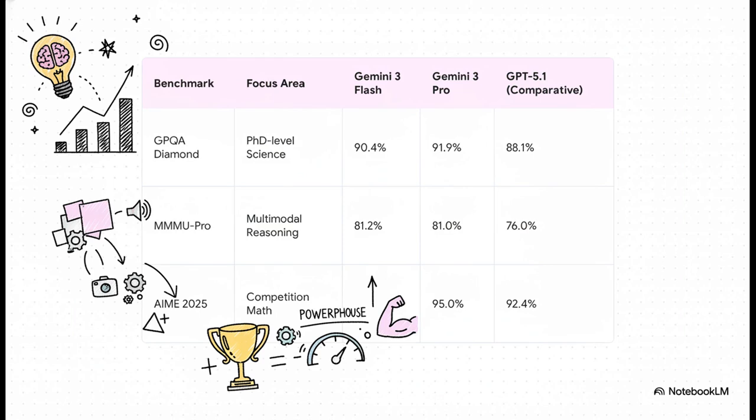Look at this. On PhD-level science questions, Flash is nipping at the heels of its bigger sibling, Pro. But check out multimodal reasoning and competition math. It actually scores slightly higher in some of these tests. This proves it's not some compromise model. It's a true powerhouse in its own right.